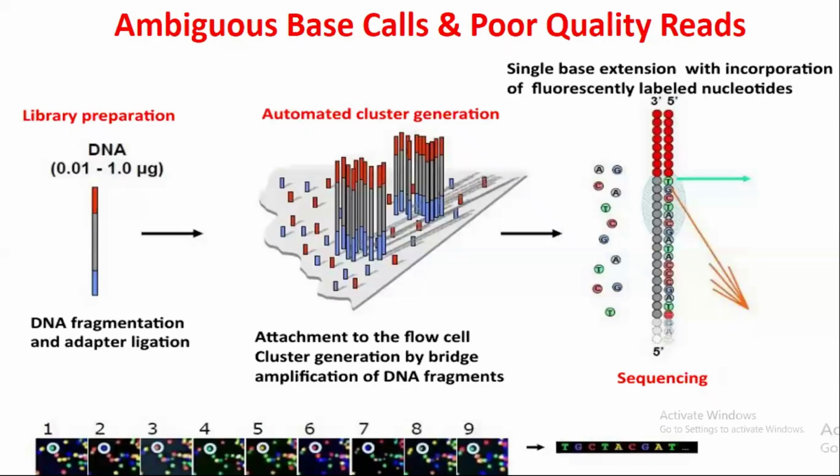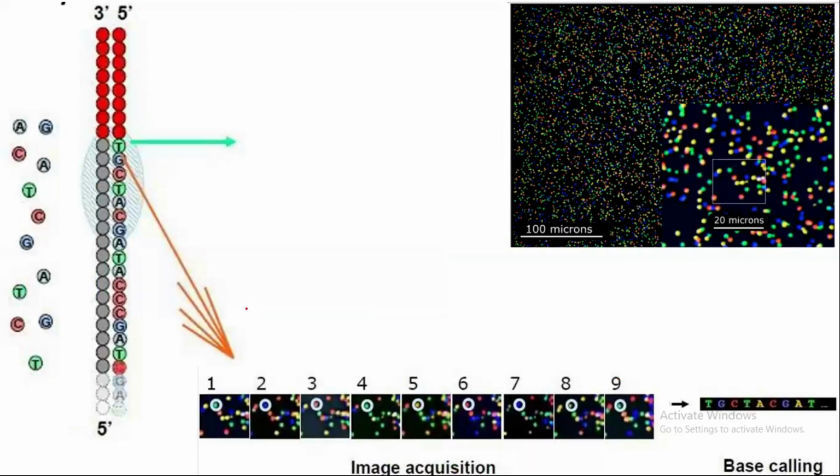Now, a bit of a recap: before understanding ambiguous base calls and poor quality reads, you should know what sequencing is. I have discussed sequencing a lot in the previous videos, but first we prepare the library. After that, we perform library cluster generation, and then we perform sequencing. After we perform the sequencing, there is a laser that scans the fluorescence and feeds that information into the sequencing files. If we zoom into it, when the laser is scanning the fluorescence light, just look here: there are millions of fluorescence signals that are simultaneously being produced by the sequencer.